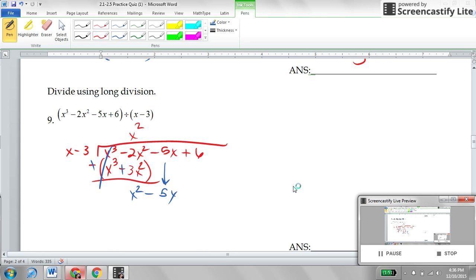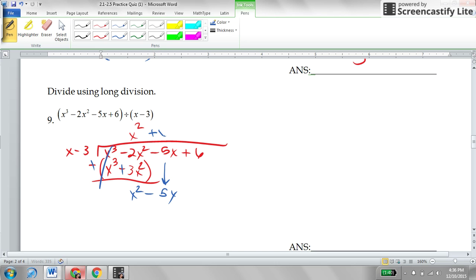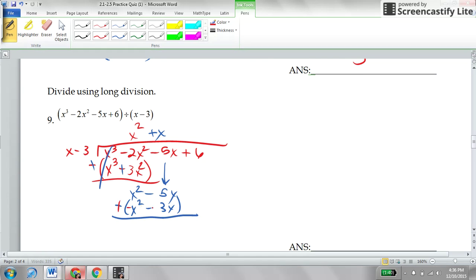To see. I'm going to keep going with this. So x goes into x squared. That's going to be plus x. So I'm going to multiply x by both of those terms. So x squared minus 3x. Distribute the negative sign. These cancel. So this becomes negative 2x. Bring down the plus 6.